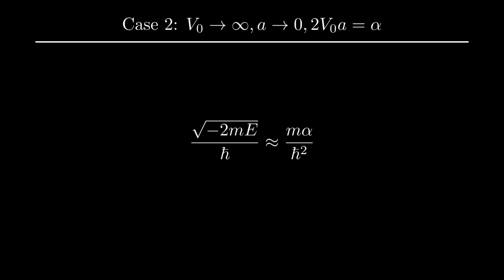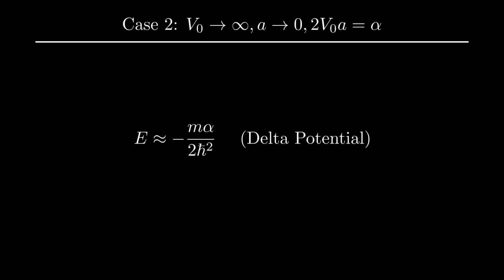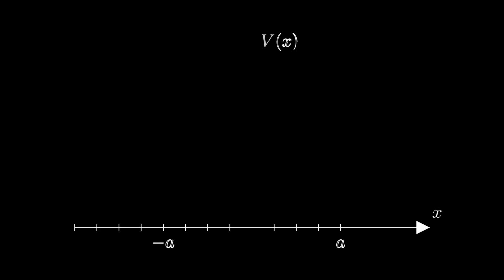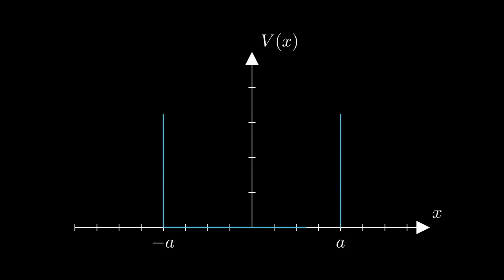With some manipulation, we then get the following energy of the single bound state of the finite square well. As you can see, this is simply the ground state energy for the delta potential which we discussed in the previous video. Going back to the general eigenstates, let's see what these look like overlaid on the potential.